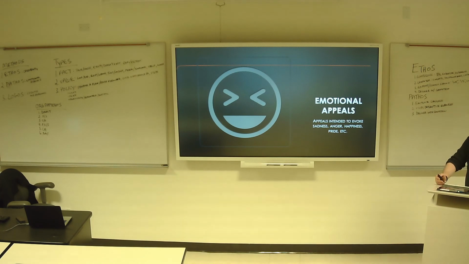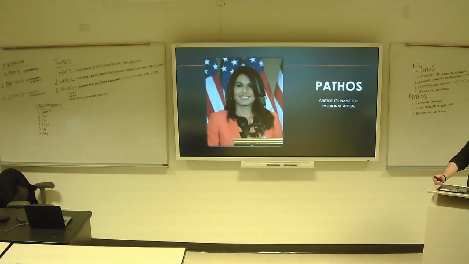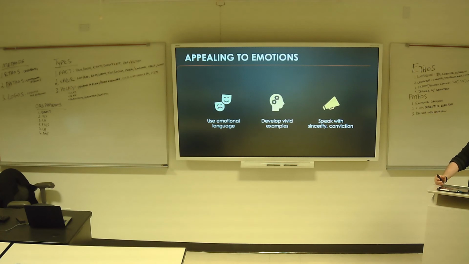And so when we are incorporating strategies to have strong pathos, strong emotional appeals, and to be persuasive, there are some things we should keep in mind. Pathos is Aristotle's name for the emotional appeals that we incorporate into our speech. These are the ways that we do it. The first is we use emotional language. We claim, cite, and reference the emotion that we want to elicit from our audience.